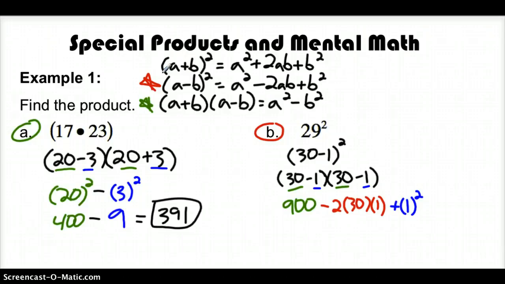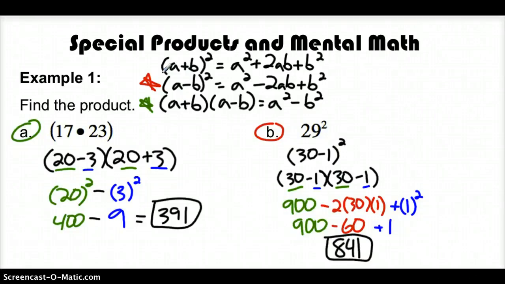Here we go. If I simplify this, it's going to be 900 minus 2 times 30 times 1, so minus 60, and then plus 1. Well, 900 minus 60 gives us 840, and then plus 1 gives us 841 for our final answer. So 841, we'll circle that up, and we are good to go. An interesting application there. Let's look at a couple more examples.